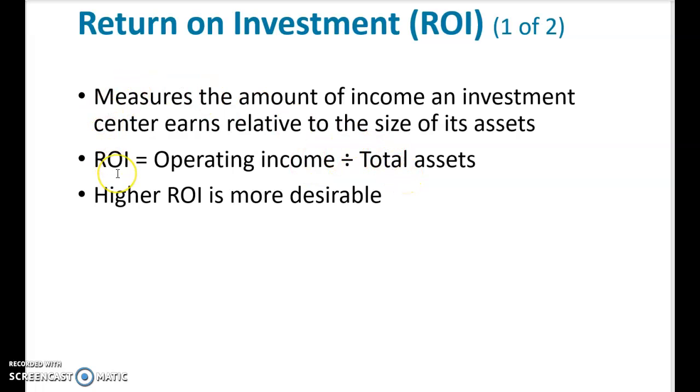Okay, and the higher the ROI, the return on investment, the better. And remember that this is one way of doing it. You'll see companies, basically it's going to be some kind of income divided by total assets. Total assets can be calculated in different ways. They might take operating income plus or minus different numbers, but don't let that bother you. Okay, the basic concept is the same.